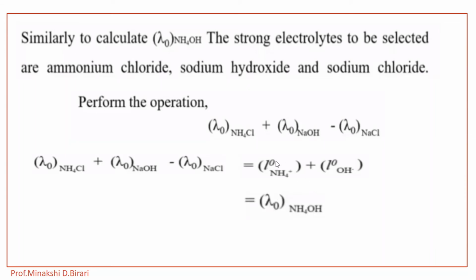Here lambda 0 of cation and lambda 0 of anion. By using that we get lambda 0 of NH4Cl, lambda 0 of sodium hydroxide. Again plus minus terms get cancelled and we get the final term lambda 0 of NH4OH. So by using strong electrolytes which we have selected here, ammonium chloride, sodium hydroxide and sodium chloride, we get the lambda 0 for a weak electrolyte. By using strong electrolytes we can calculate equivalent conductance for a weak electrolyte. So that is the second method, arithmetic method.